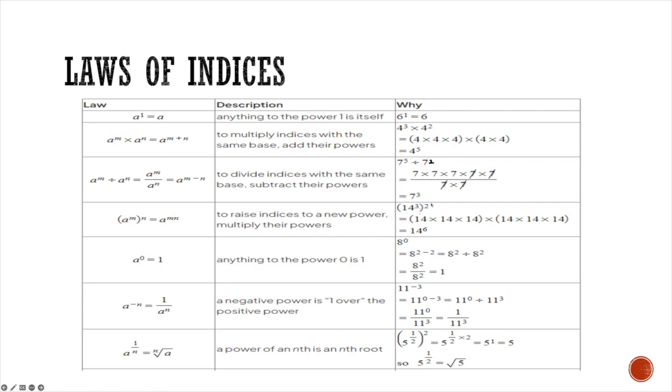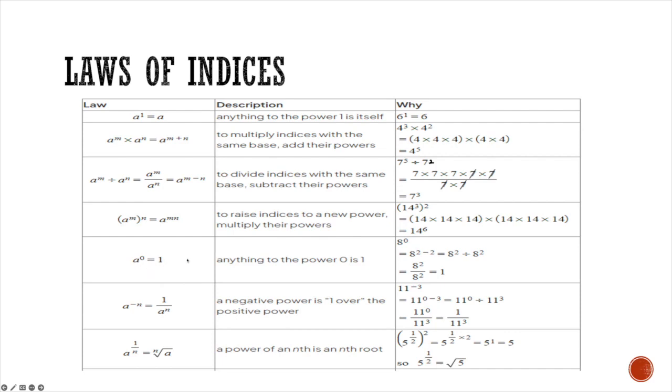14 to the power 3 into 2. 14 to the power 3 means 14 into 14 into 14, and it is 2 times. How much is it coming? 14 to the power 6. So what we have to do? We have to multiply these powers. 3 into 2 is 6.